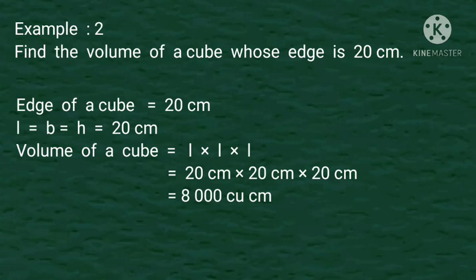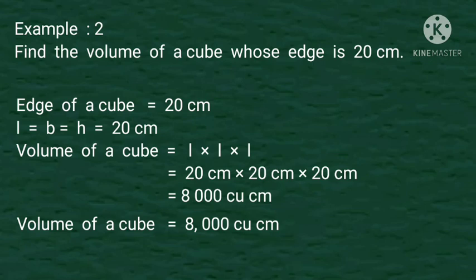That is equal to 20 into 20, 400. 400 into 20, 8,000 cubic centimeter. Volume of a cube is equal to 8,000 cubic centimeter.